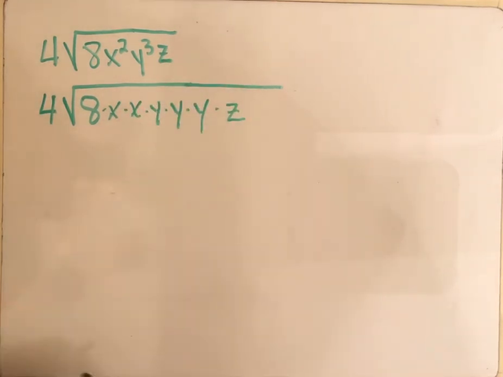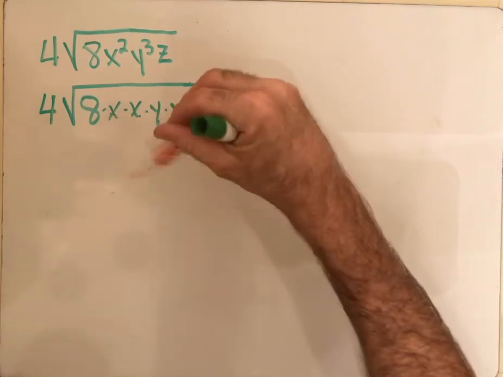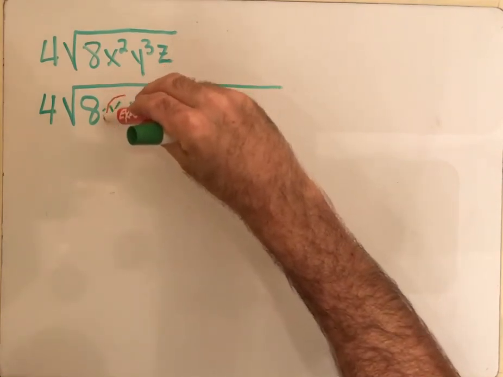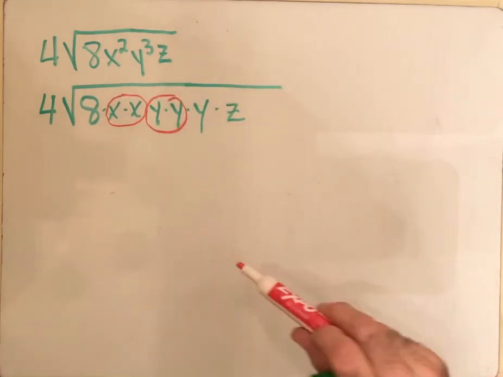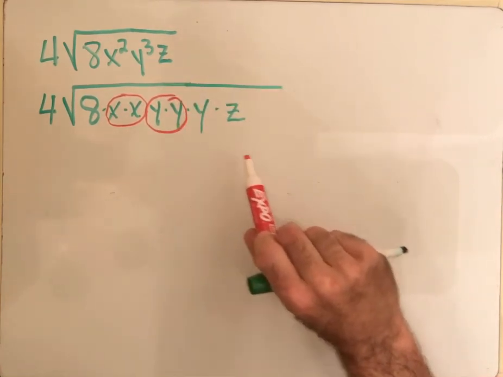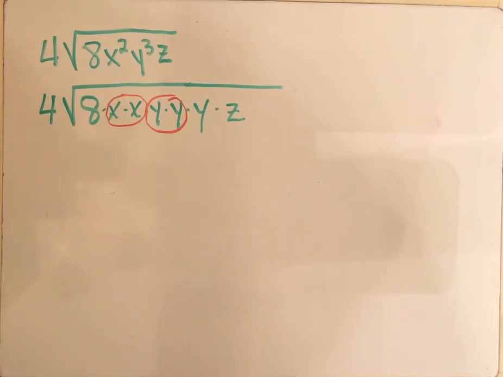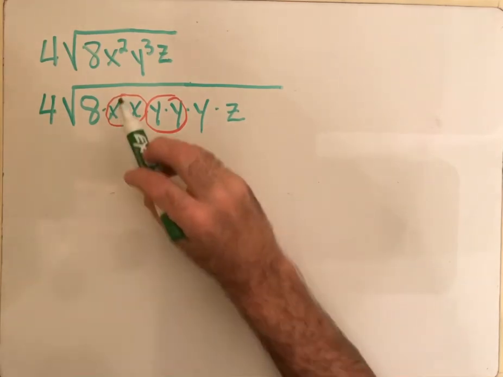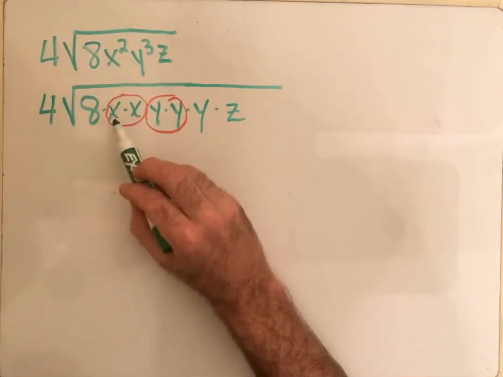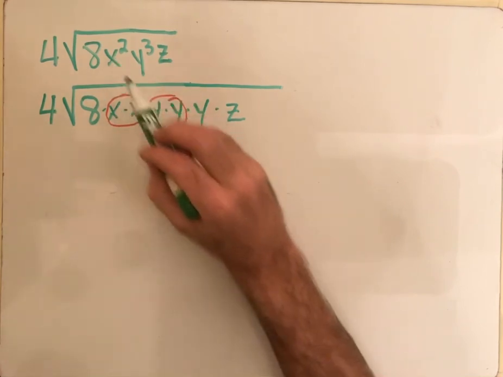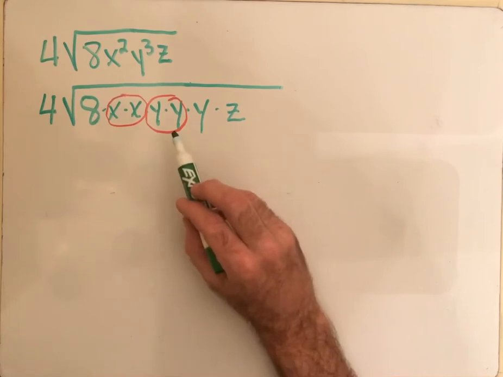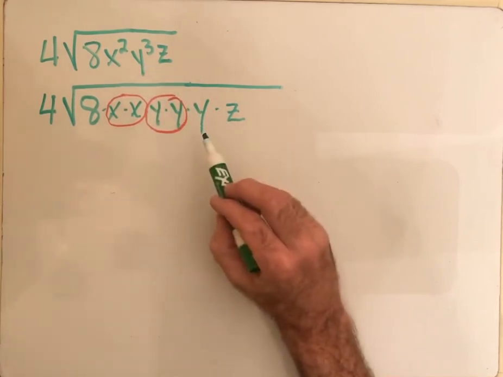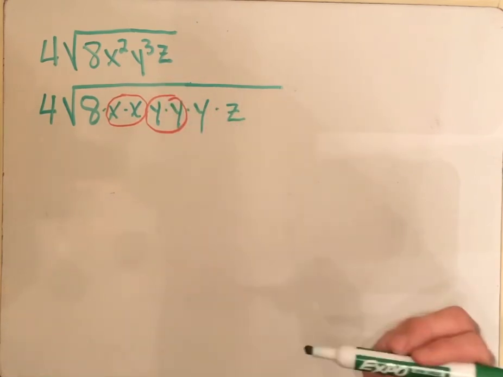So let's use a different color to circle these. We've got a pair of x's. We got a pair of y's. Now we have a single y that's extra and a single z. So those aren't going to come out. So you can see that for every x squared, we're going to take one x out and get rid of the other one. Y cubed, we're going to take one y out, get rid of the second one. Well, there's a third one that's left over, so that stays in there. Okay, and then the z is also singular.